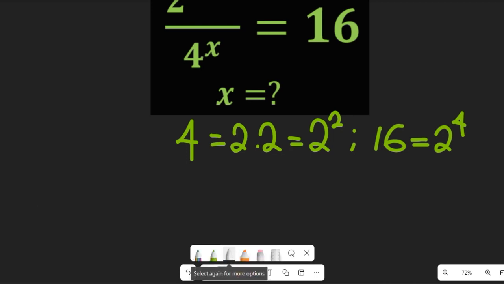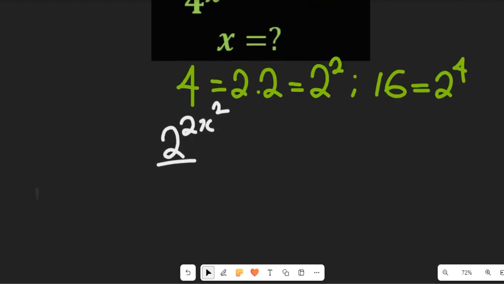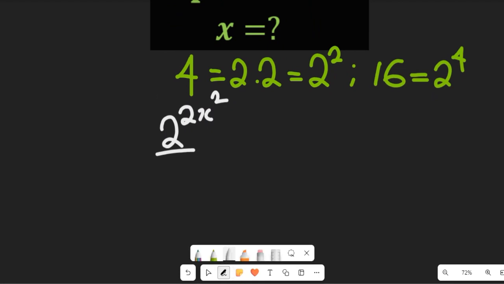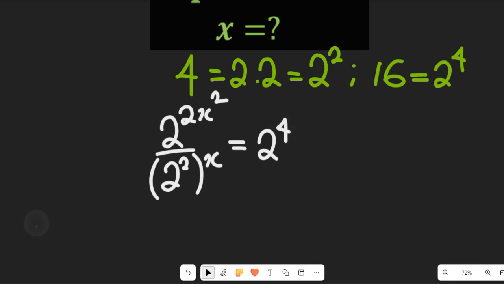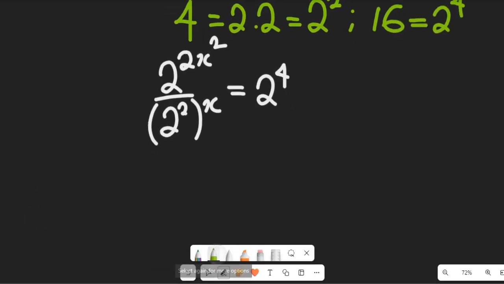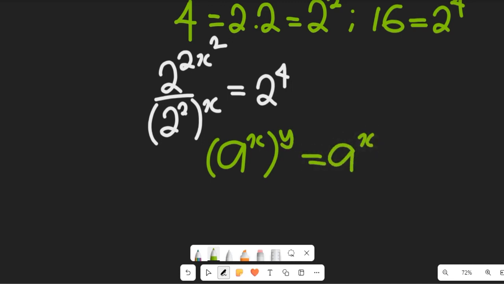If we substitute that, we'll have 2 to the power of 2x squared divided by, since it's 4, 2 to the power of 2, all multiplied by x, and this will be equal to 16, which is 2 to the power of 4. Great. Now, recall a law of indices that if you have a to the power of x multiplying y, this can be equal to a to the power of xy.